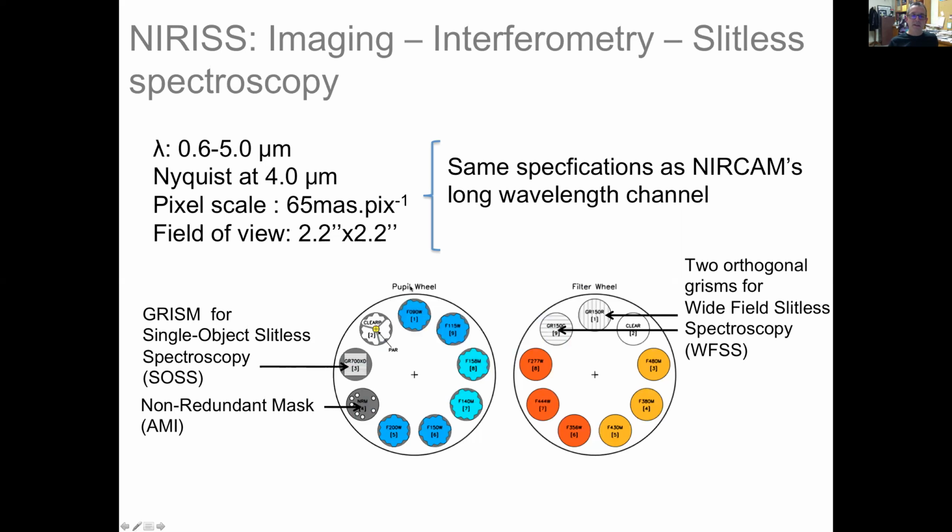And there are 2 wheels, a pupil wheel and a filter wheel, that have various optical elements that can be inserted to do either imaging or spectroscopy. We have 2 orthogonal prisms to do wide field slitless spectroscopy. We have also another prism here to do single object slitless spectroscopy, which is designed specifically for transit spectroscopy, exoplanet transits, and a very special mask here, a non-redundant mask, to do very high contrast imaging. So I'm going to walk you very briefly through these observing modes.